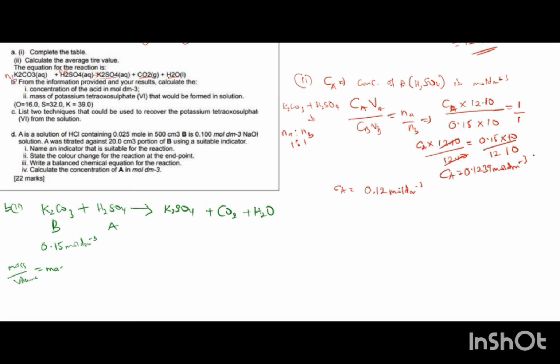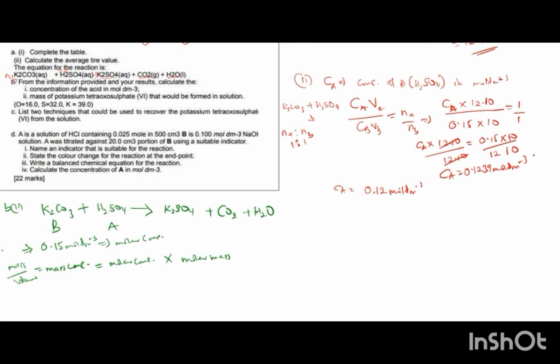molar conc. I'm giving you the formula now: molar conc multiplied by molar mass. Molar conc is what we have been given. This is molar concentration, which is also known as concentration in mole per dm cube. Now you need molar mass, and that's why you have been given this: O is 16, S is 32. Molar mass is just from the molecular formula of K2SO4.